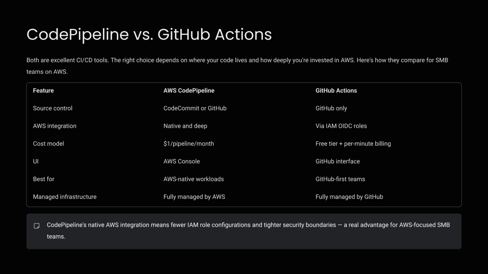CodePipeline and GitHub Actions are excellent CI/CD tools. CodePipeline offers native and deep AWS integration and is best for AWS native workloads. GitHub Actions is GitHub only and best for GitHub first teams. CodePipeline's native integration provides a real advantage for AWS-focused teams through simplified IAM configurations and tighter security boundaries.